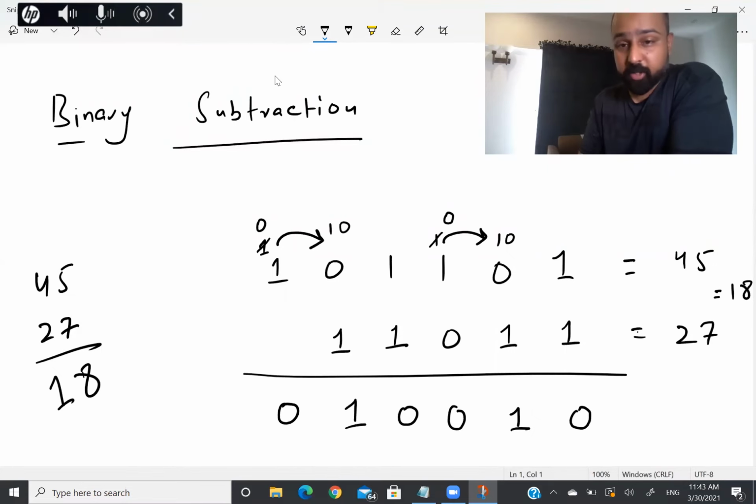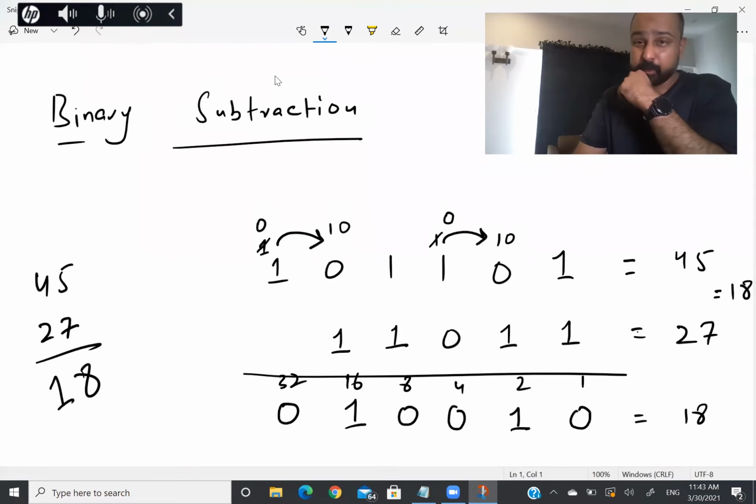Now let's try to double check it. 1, 2, 4, 8, 16, 32. 16 plus 2, 18. So this is your binary subtraction.